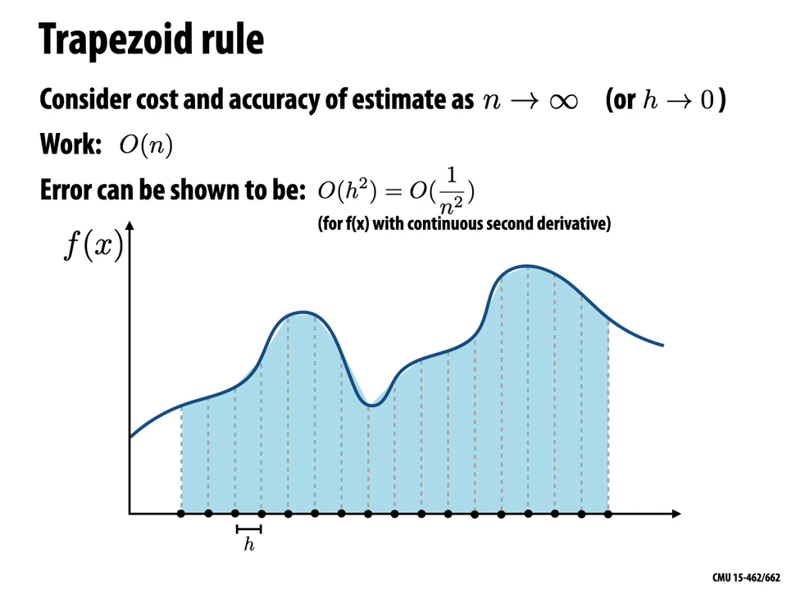The error in our integral, if we assume that f is a nice smooth function with no pathological behavior, then without much work you can show that the error in the approximation is order h squared, meaning as we make smaller and smaller intervals, the error shrinks at a rate order h squared, or order 1 over n squared. Okay? So we did a linear amount of work, and we got a quadratic decrease in error.